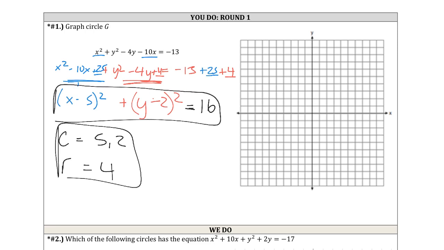Now if I want to graph that, I go right 5, up 2. There's my center. Oh, circle G, so I'll put a G there. And my radius is 4, so I go right 1, 2, 3, 4, up 1, 2, 3, 4, left 1, 2, 3, 4, and down 1, 2, 3, 4. So there is circle G.